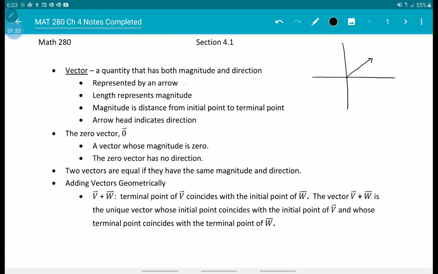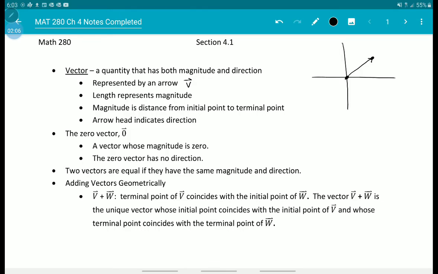Notation for a vector in this textbook uses a lowercase letter. The book uses a bold letter, but I can't write bold, so I'm going to put a little arrow over it, and that lets us know that we're dealing with a vector. Now we can talk about vectors in 2 dimensions, 3 dimensions, 4 dimensions, and so on. How long the vector is is called the magnitude of the vector. And the magnitude is always the distance from the initial point to the terminal point. So in this case, it would be the distance from here to here.